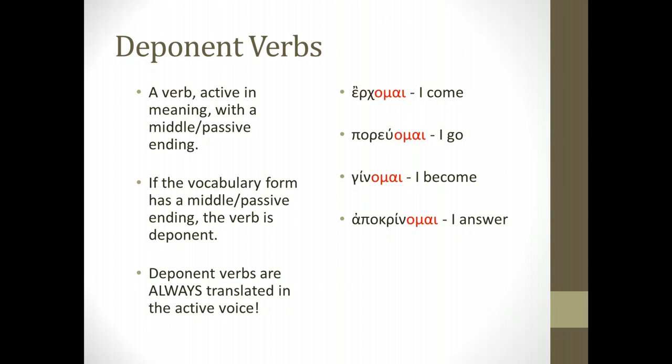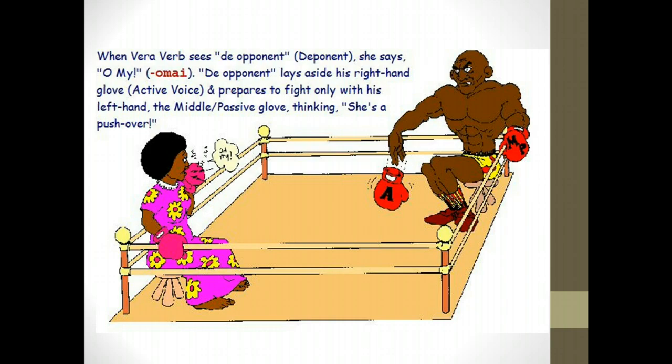When you parse these, and I'll give you some examples of these towards the end of this lesson, you're going to parse them present, D for deponent, all right, present, deponent, and then indicative, person and number. So erkomai, for instance, would be present, deponent, indicative, first person singular, as would be poreuomai, ginomai, and apokrinomai. You don't want to put active, you don't want to put middle passive, just simply put D for deponent. And here is our little memory device. There is Vera Verb. She is in the boxing ring and she is looking at her opponent, to help you remember deponent.